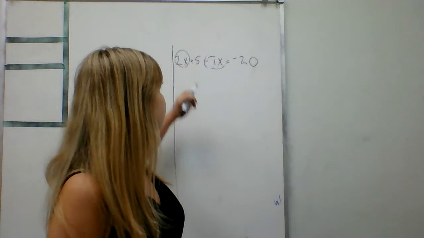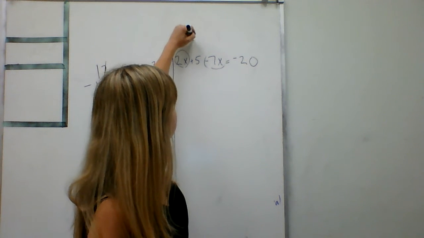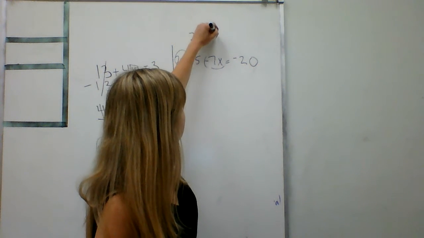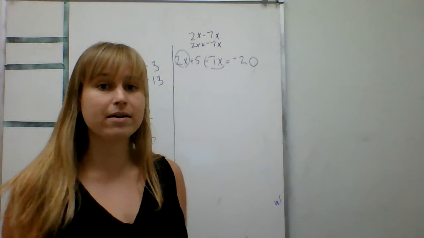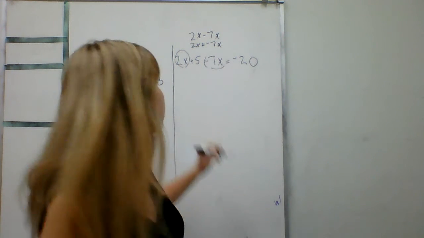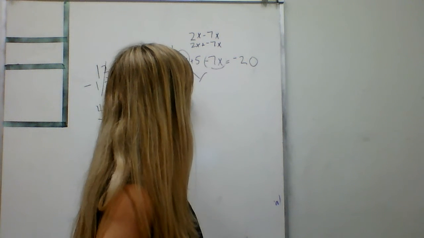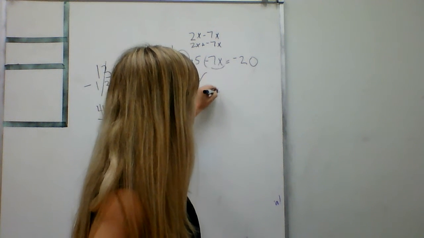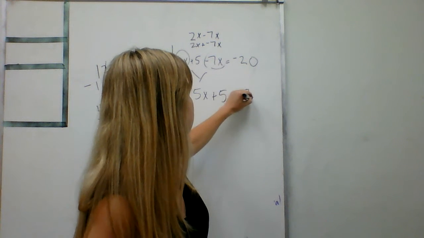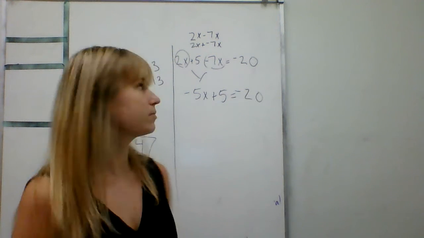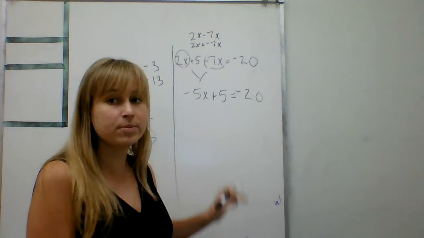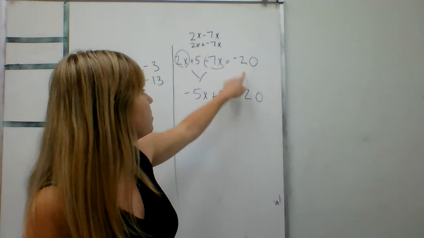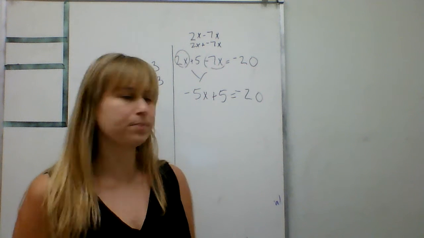2x minus 7x, that's the same thing as 2x plus negative 7x, which gives me negative 5 because I have different signs, so I'm subtracting. So I have negative 5x plus 5 is equal to negative 20. Because I just bring down this positive 5 because I haven't moved it at all and I need to keep it in my equation. Set it equal to negative 20. I've also just brought that down.